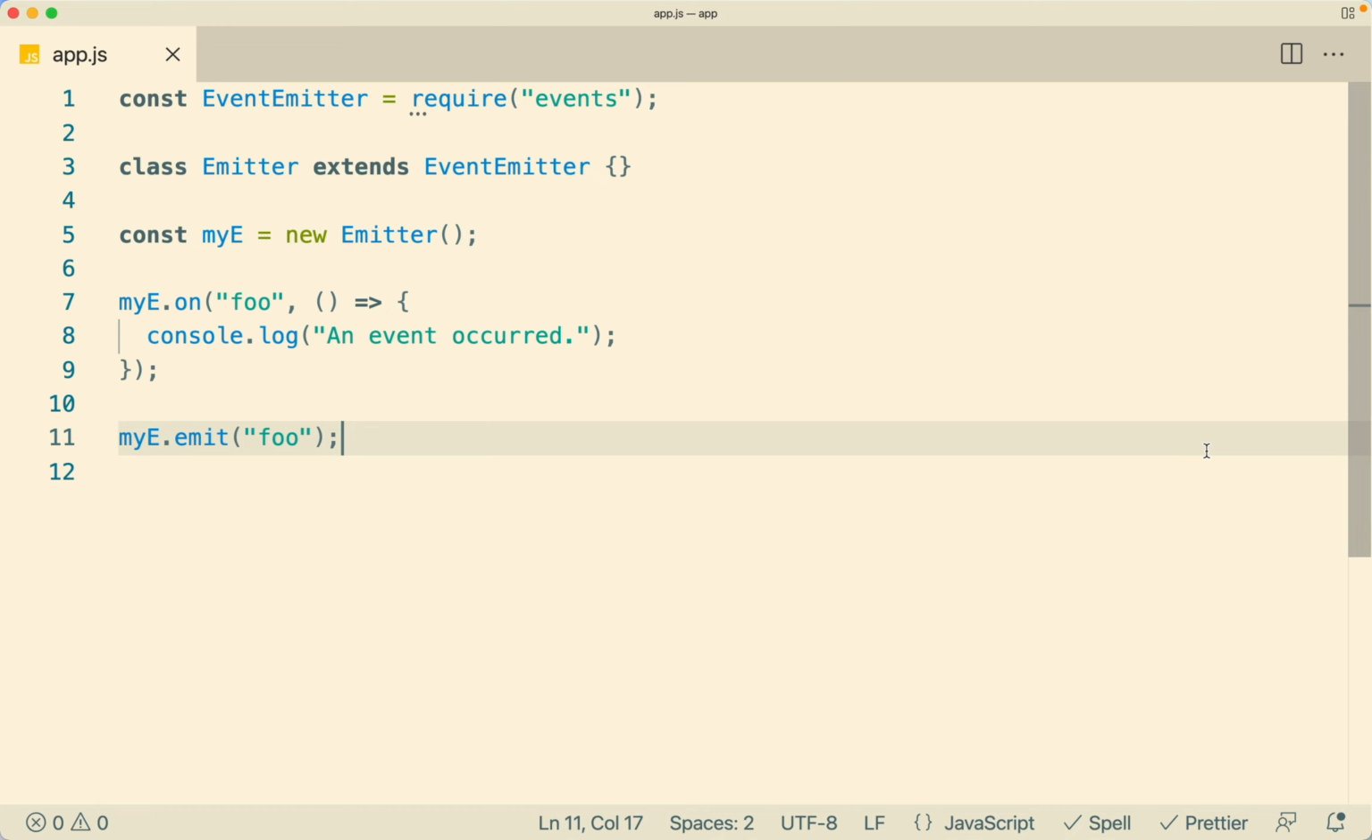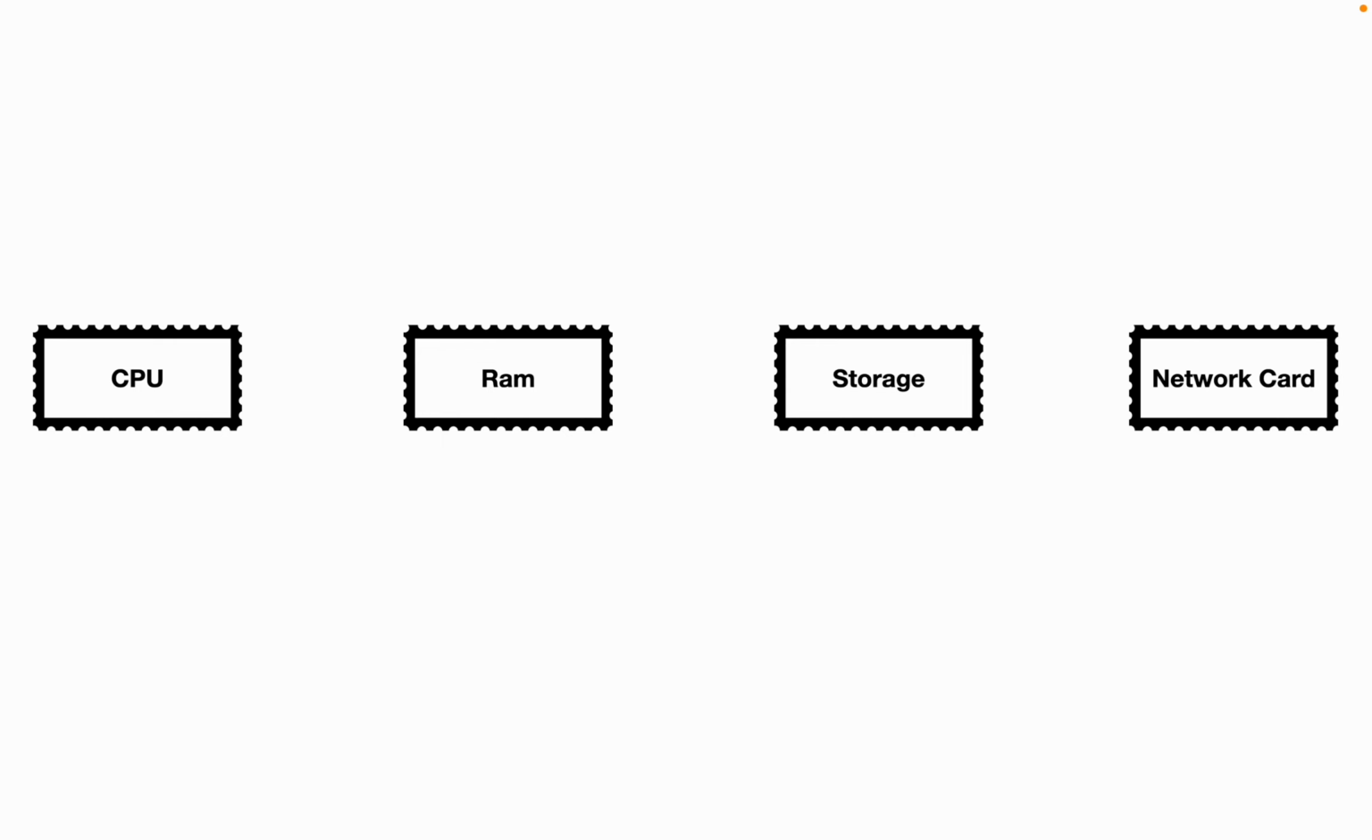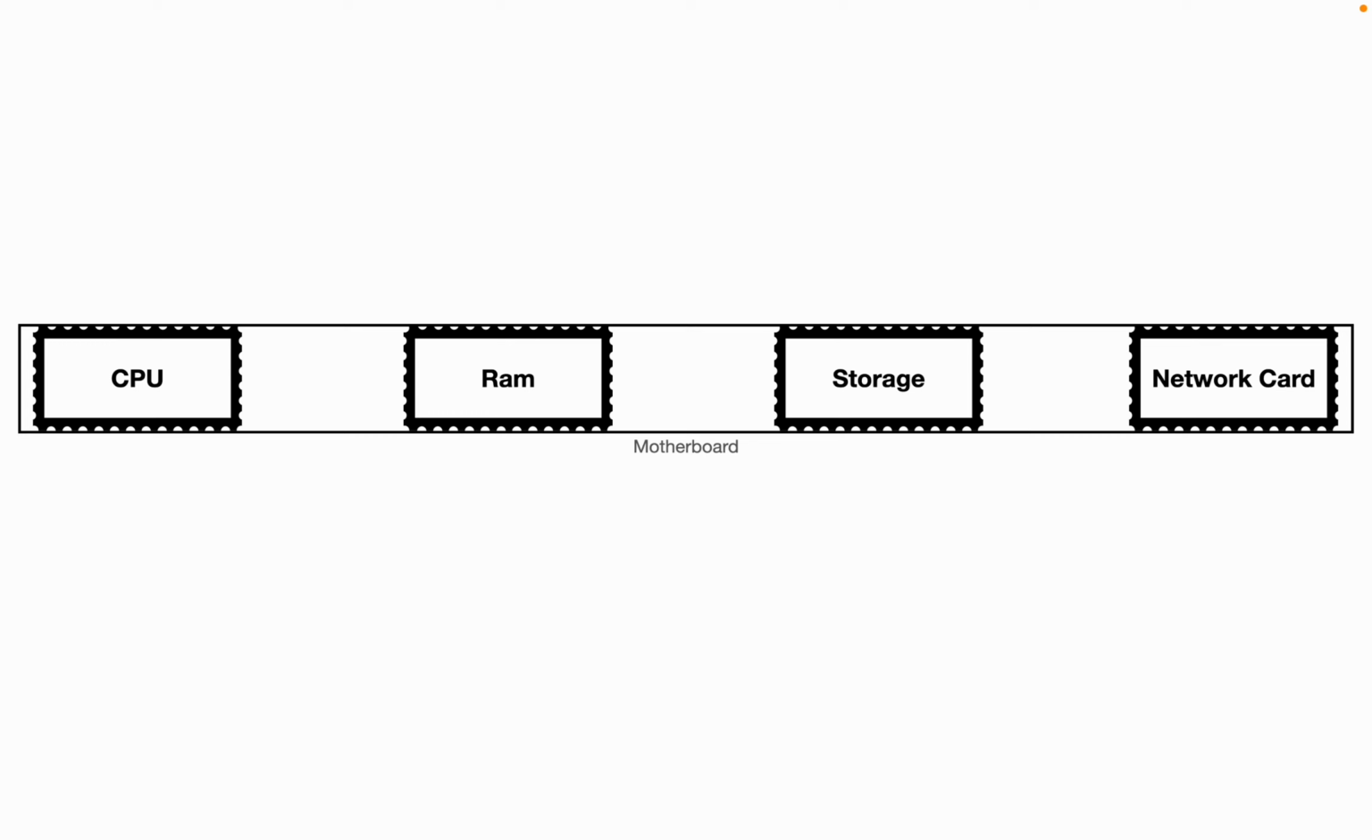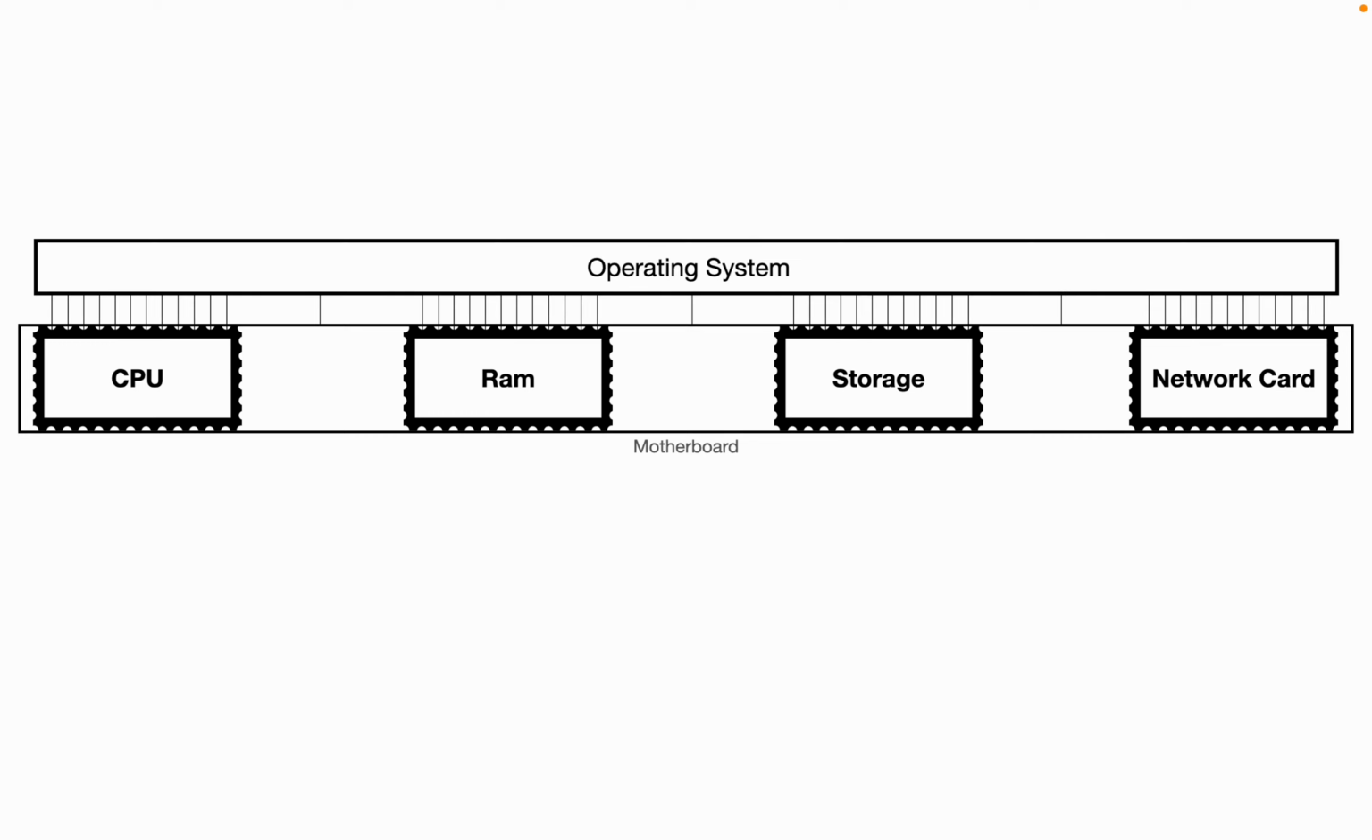Let's take a look at one example in the operating system. So suppose that you have your hardware again. You have your CPU, your RAM, your storage, and your network card, which are all on a motherboard, and there is an operating system running on top of it.